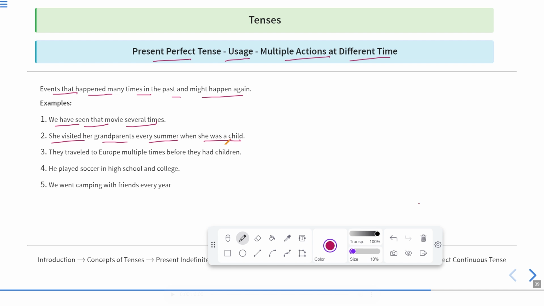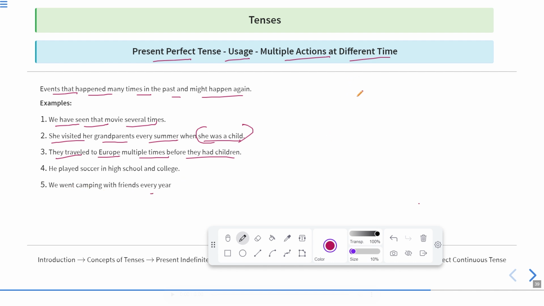Okay. She visited her grandparents every summer. It means she did this action, or she visited her grandparents every summer when she was a child. Okay, so this sentence can be written in past indefinite tense because here we know the time of action. When we know the time of action, it should be written in past indefinite tense. They traveled to Europe multiple times before they had children. Okay, this sentence cannot be of the present perfect tense. However, this sentence is correct, but this is not actually the sentence of present perfect tense. He played soccer in high school and college. We went camping with friends every year.